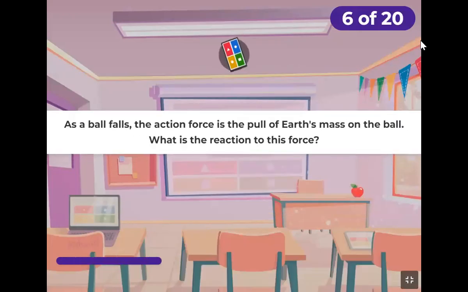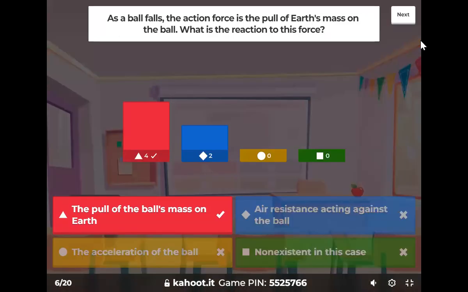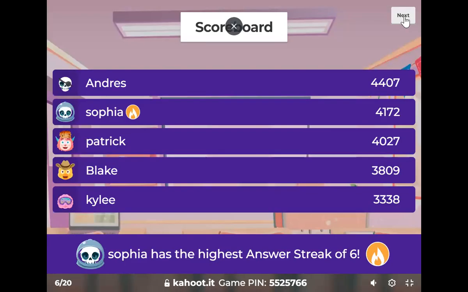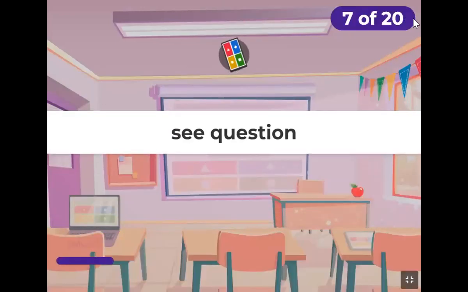As the ball falls, the action force is the Earth's mass pulling on the ball. What's the reaction force? The Earth pulls down on the ball. What's the reaction? Yeah, the ball pulls up on the Earth. Earth pulls down on the ball, ball pulls up on the Earth. Action, reaction. There we go. All right, Sophie on fire, Patrick to the top spot.